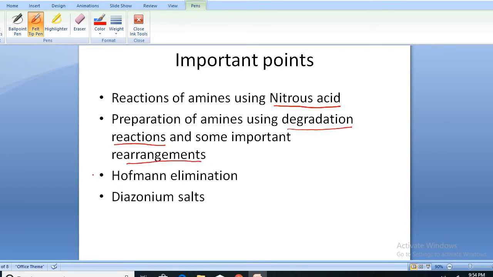Then you have the Hofmann elimination. This is basically opposite of Saytzeff's rule, so in this case you normally get a less substituted alkene. Okay, so this is pretty much simple to understand. Then you have chemistry of diazonium salt, one of the easiest things if you're able to do a lot of revision. So now let's move on to certain important questions.